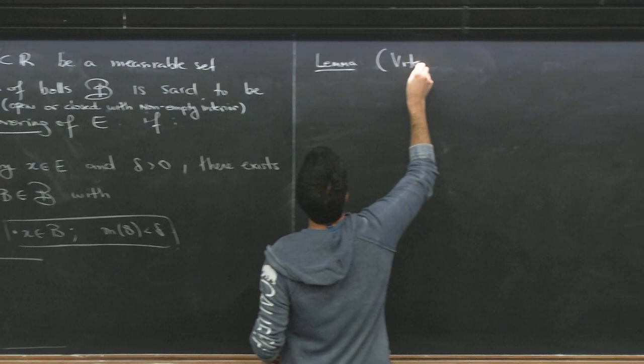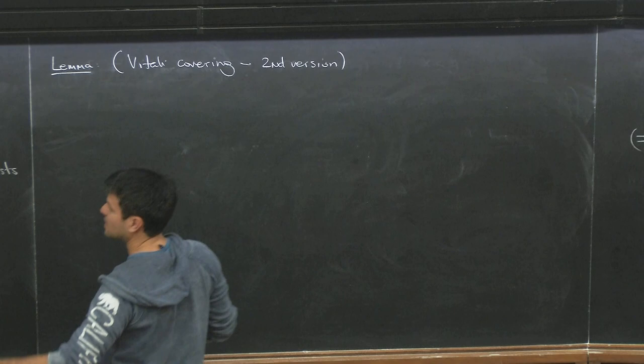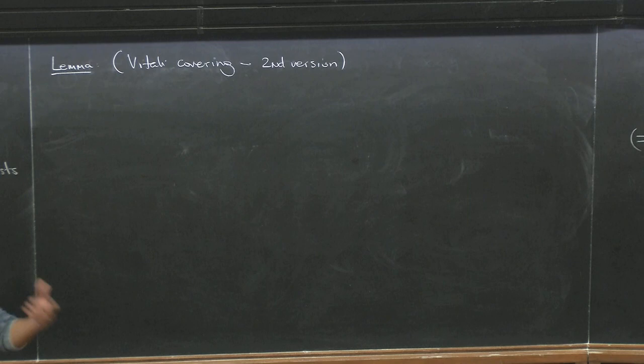Which is another Vitali covering lemma. Let me put here the second version. The first version was the one that we used in the last class, about having a disjoint subcollection of balls that cover a universal portion. This one, I want to say the following.